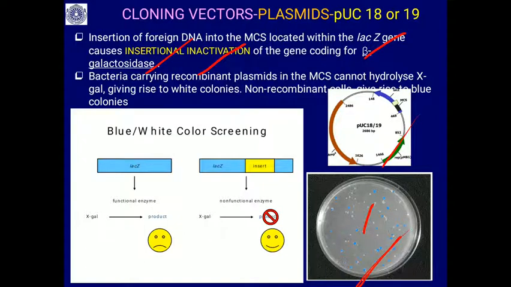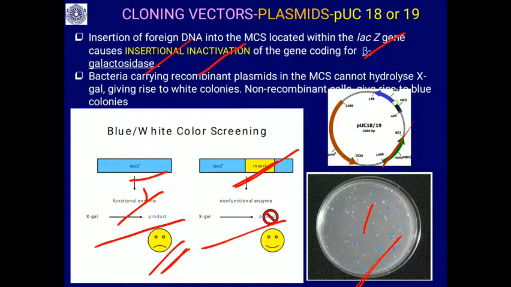This is the LACZ segment, and here the LACZ segment has our insert, meaning the gene of interest. When beta galactosidase is produced, the X-gal product gives blue colonies. When there is no enzyme, the X-gal product is not formed, so it is white colonies. Bacteria carrying recombinant plasmids in the multiple cloning site cannot hydrolyze X-gal, giving rise to white colonies. Non-recombinant colonies are blue. So that is what you can see.